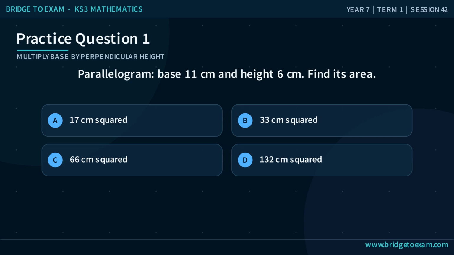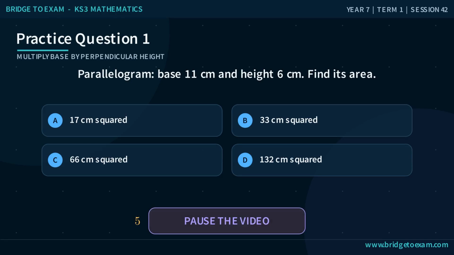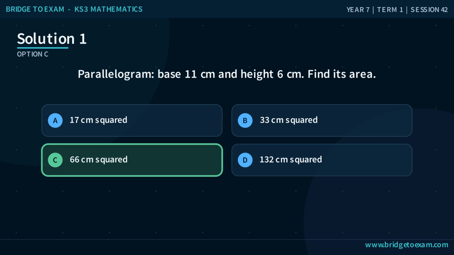Practice question 1. A parallelogram has base 11 centimeters and height 6 centimeters. Option A is 17. Option B is 33. Option C is 66. Option D is 132. Pause. Multiply base by perpendicular height. Option C is correct. 66 square centimeters. 11 times 6 equals 66.